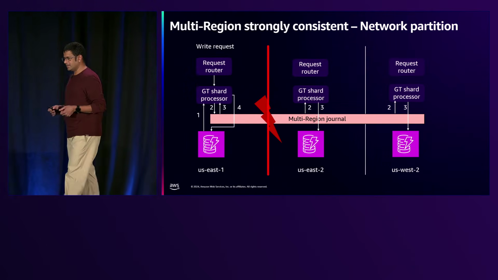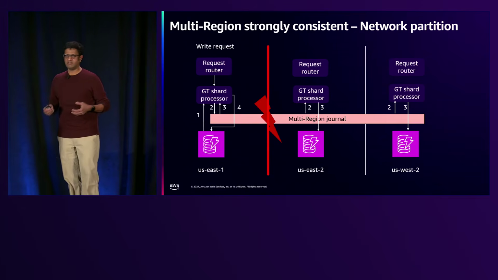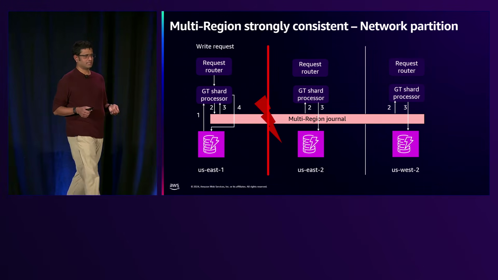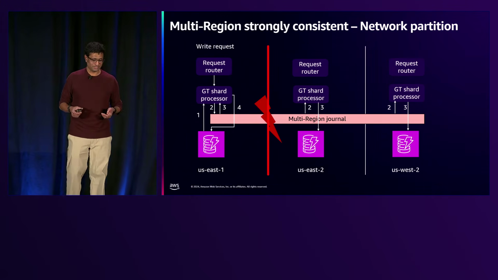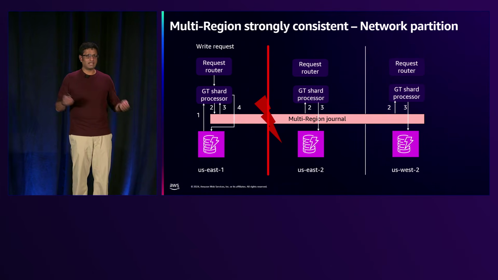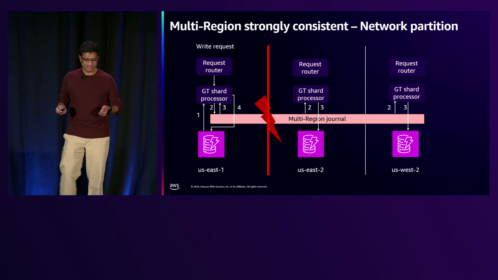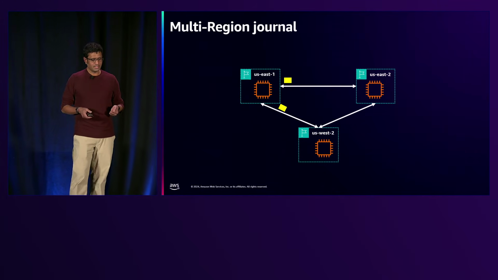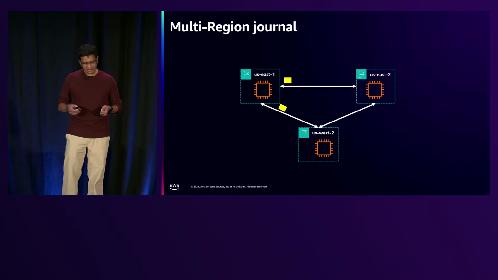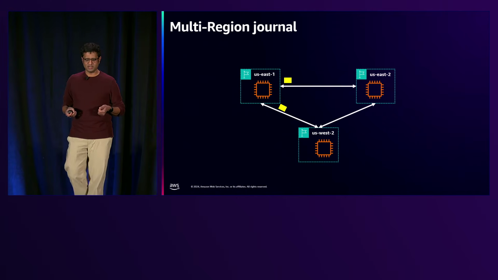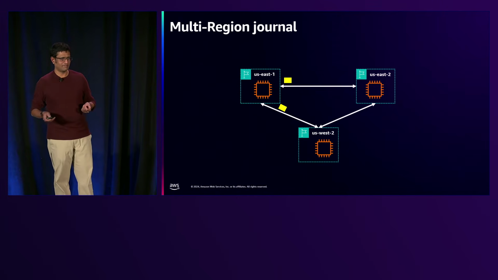Network partition. The network partition is a very interesting failure scenario in case of MRSC global tables. And there's a reason I say this is very interesting, because the behavior is slightly different from the asynchronous global tables and might differ from other databases as well. To understand how the network partition scenario works, we need to understand how the multi-region journal appends its log.